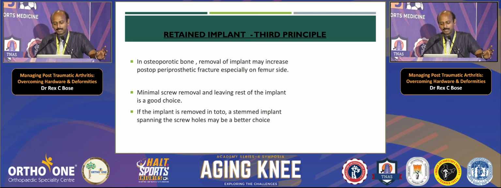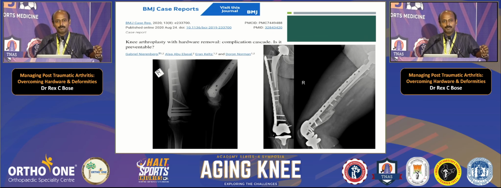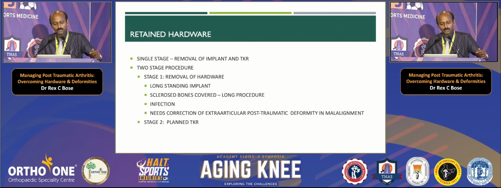Otherwise, if you have an implant that needs to be removed in total, then a stemmed implant which should span across the screw site is very important. Okay? Otherwise, in the post-operative period, you should mobilize with partial weight bearing, not full weight bearing. You need to understand the periprosthetic fracture risk is pretty high, especially if you remove the implant from the femoral side. In a lot of literature, there is a complication cascade following removal of implant and a TKR, and then the patient again going for a periprosthetic fracture and implantation. So you don't want to run into all these problems.